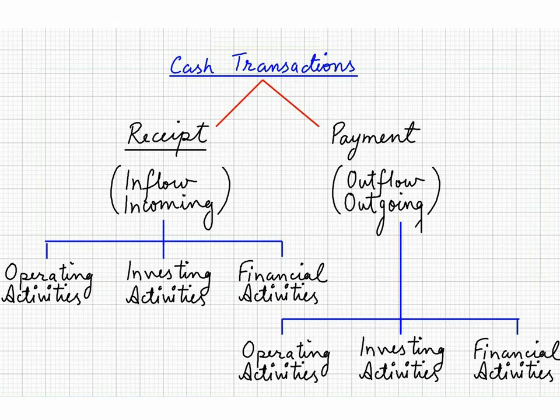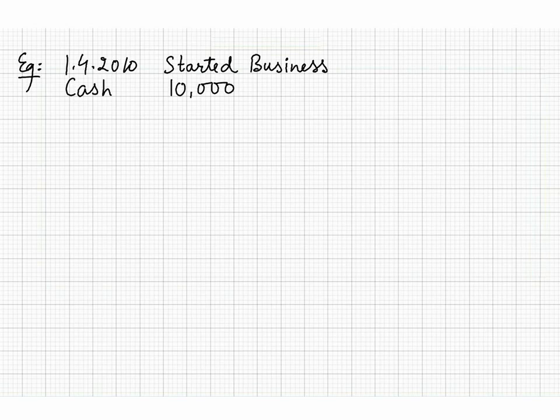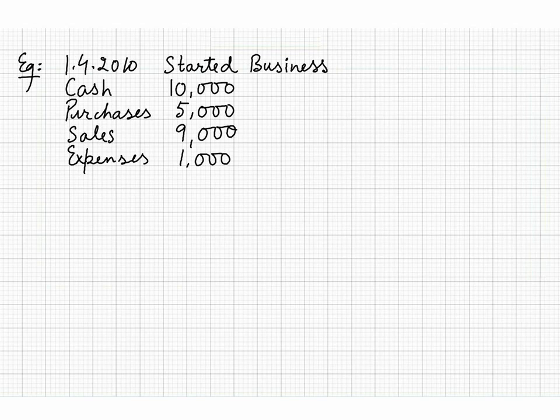I will try to explain this thing with the help of this example. Suppose on 1st April 2010, A started business with cash of rupees 10,000. During the year, he purchased goods of rupees 5,000 and he sold all the goods for rupees 9,000, and during this year he paid expenses of rupees 1,000. And you are asked to prepare the cash flow statement.